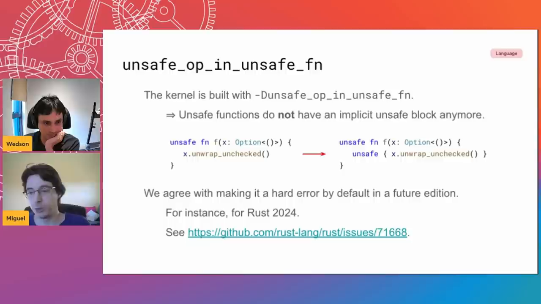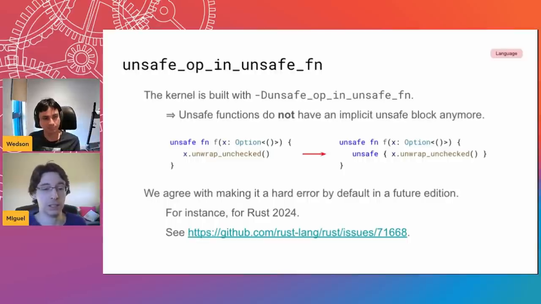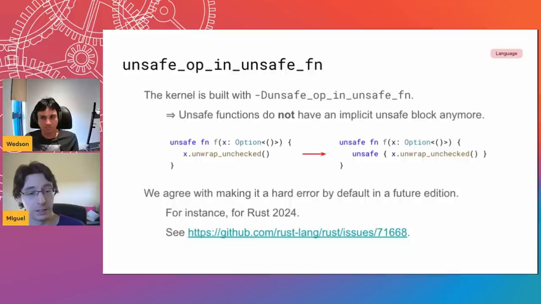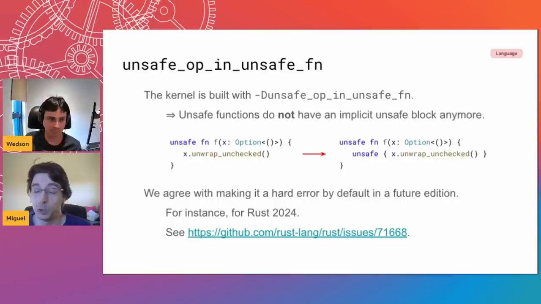Just to start a bit with the wishes, this is an easy one that we want to highlight, which is having unsafe op in unsafe fn. This is a lint currently in Rust, as you probably know, where having it denied means that unsafe functions don't have an implicit unsafe block in them anymore. So the language would change from writing something like on the left to something like on the right. We agree with making it a hard error because we think the language should be like this by default. We think it's orthogonal whether a function is unsafe or whether it contains unsafe blocks. It would be really great if, for example, in Rust 2024 it would be the default. This is not something we need in the sense of an unstable feature, but it's a wish that we have.